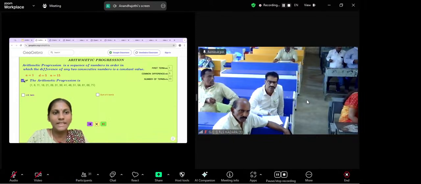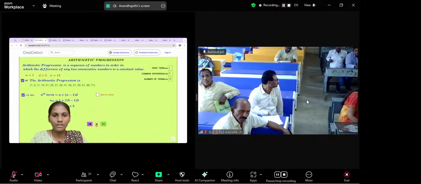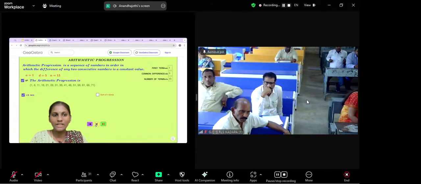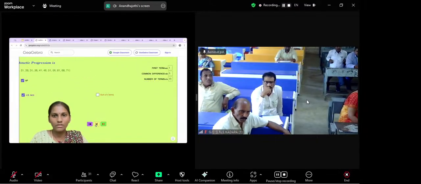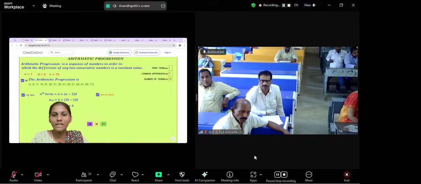Once we click the AP, it will produce the entire series, right? And we can find the nth term by using the formula. So we can do it step by step also, right? When I click this one, the entire term will get erased, and when I click this one, it will become step by step, right? When I click this one, the sum of n terms will come like this.